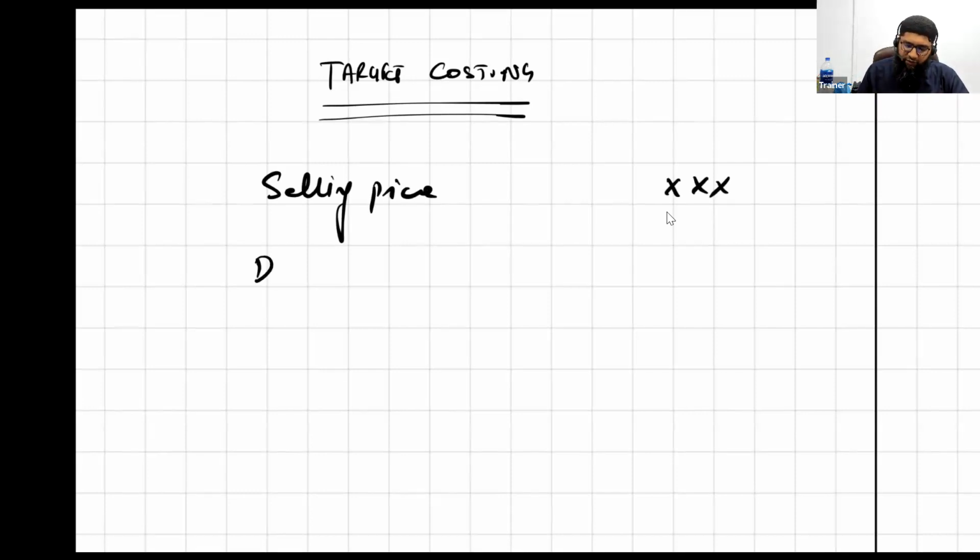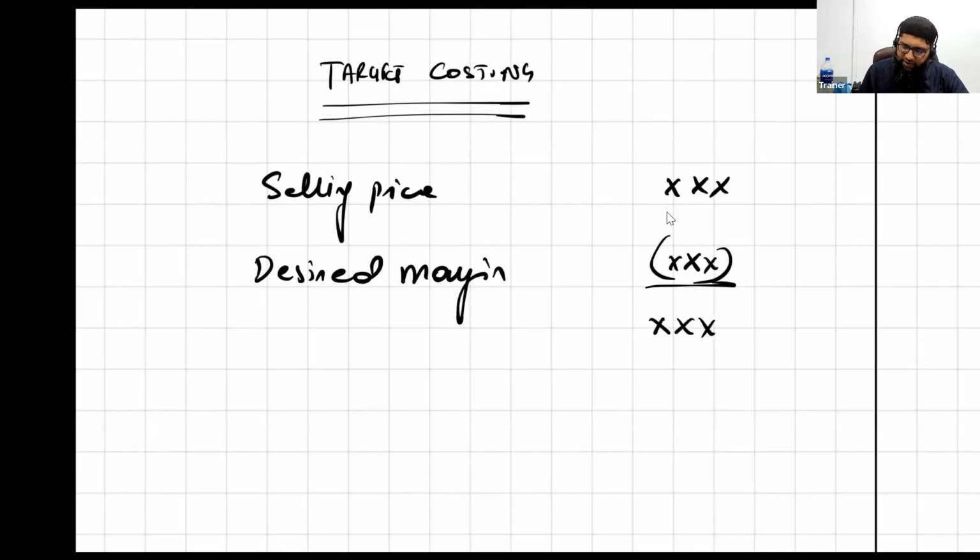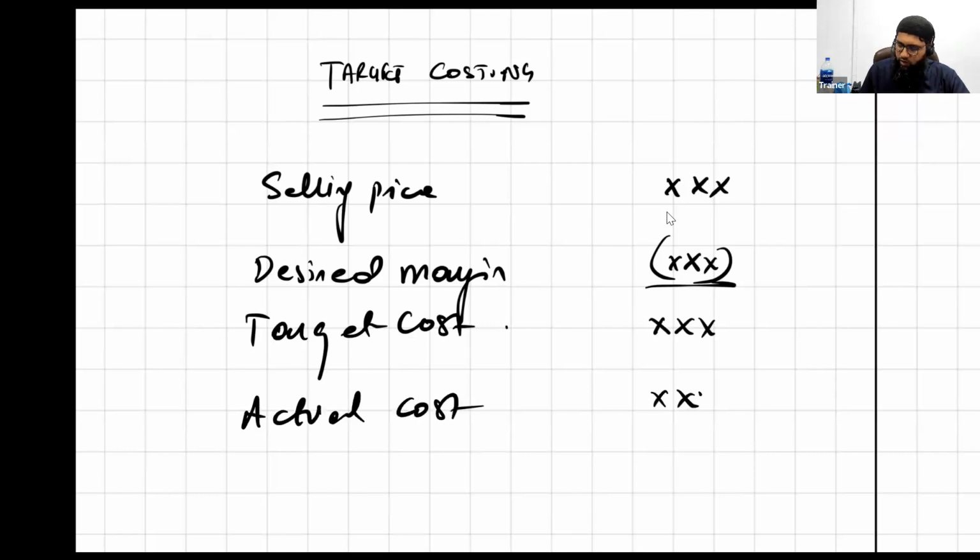From the selling price, we deduct the desired margin, and as a result we end up getting the target cost. From the target cost, we compare the target cost with the actual cost. When the actual cost is compared, there is something called the cost gap. The cost gap is established.